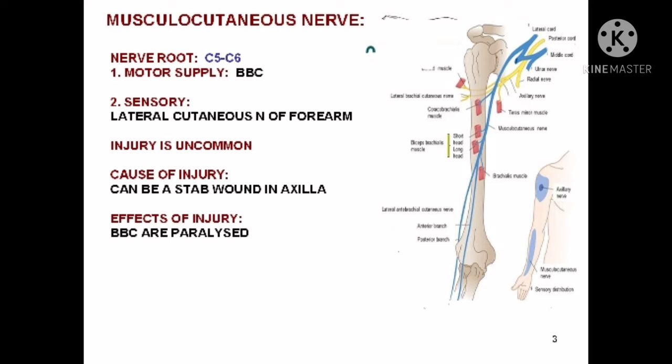Its sensory supply is to the lateral aspect of the forearm by means of the lateral cutaneous nerve of the forearm. Its injury is very uncommon, but if it occurs, it can be due to a stab wound in the axilla. The effects of injury will be upon the brachialis, the biceps, and the coracobrachialis. These are paralyzed.